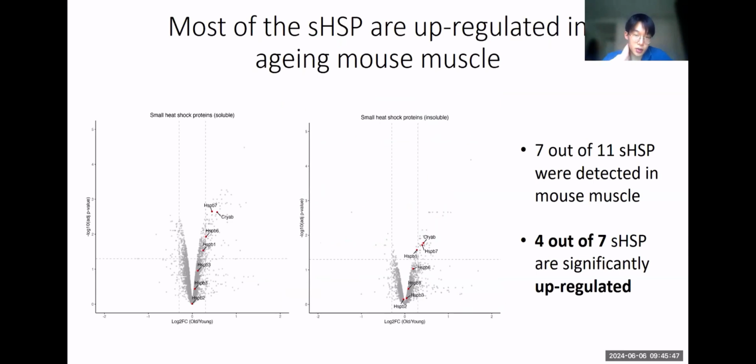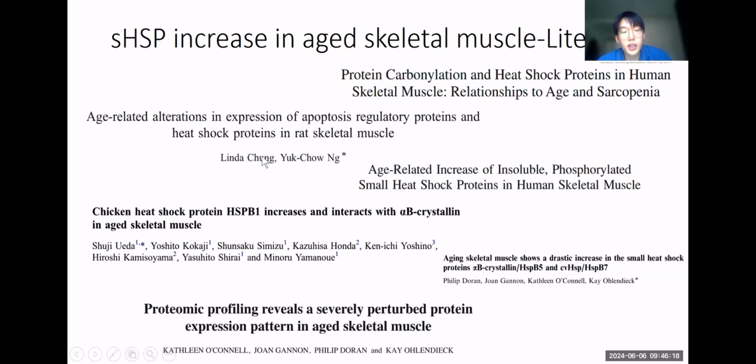And yeah, I would basically jump to our DSM's proteomics data. In his proteomics data, he used an aged comparison between aged skeletal mouse muscle and young skeletal mouse muscle, and he detected 7 out of 11 small HSPs in the skeletal muscles, and 4 of them are upregulated. I found in the literature that Sam's proteomics data matches the reported trend: small HSPs increase in aged skeletal muscles, and there are a lot of groups that mention this.